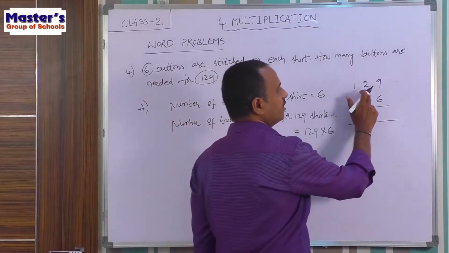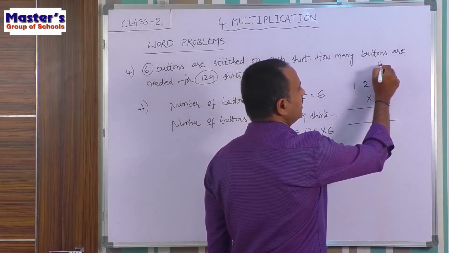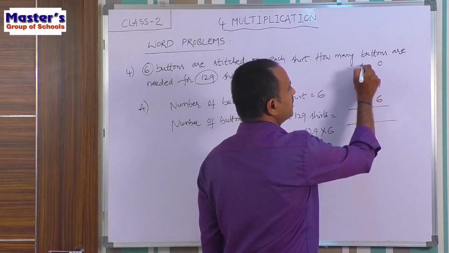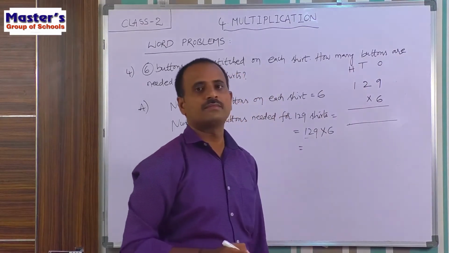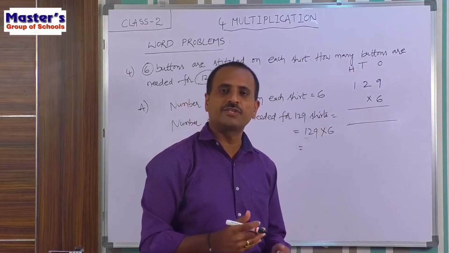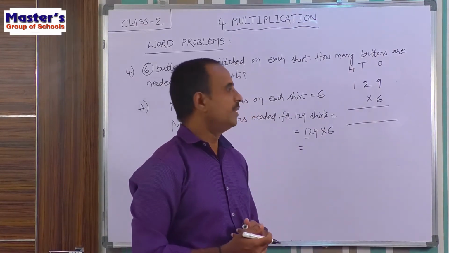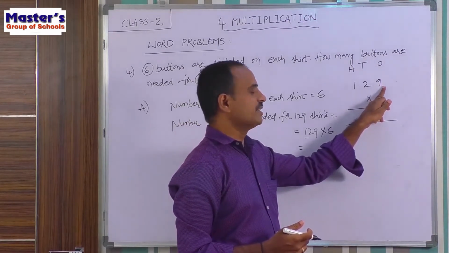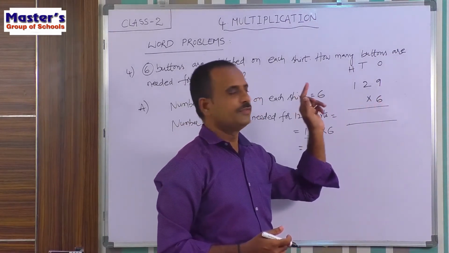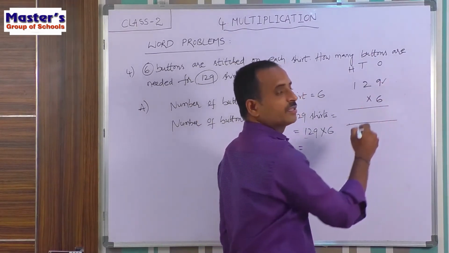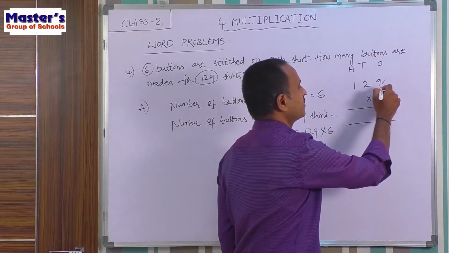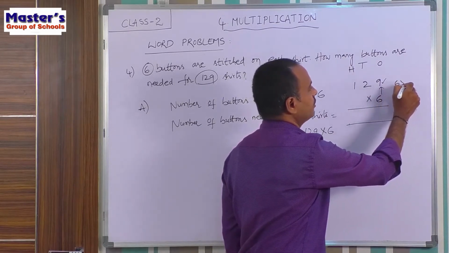So in 129, 9 is present in ones place, 2 is present in tens place, and 1 is present in hundreds place. Now start multiplication from ones place. Multiply the digit present in ones place with 6. Which digit is present in ones place? 9 is present in ones place. So multiply 9 with 6, that is 6 into 9.